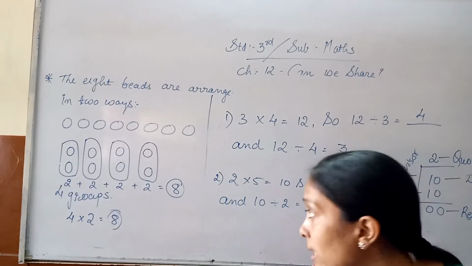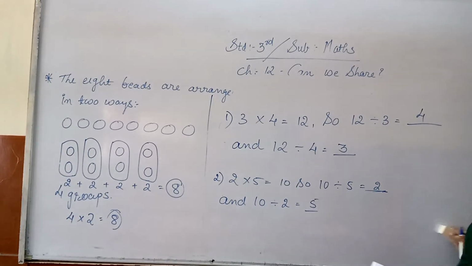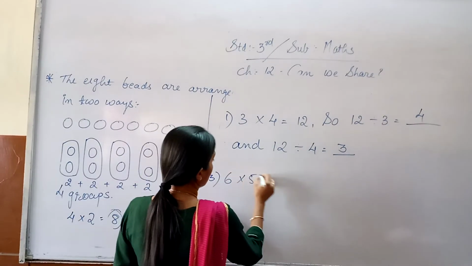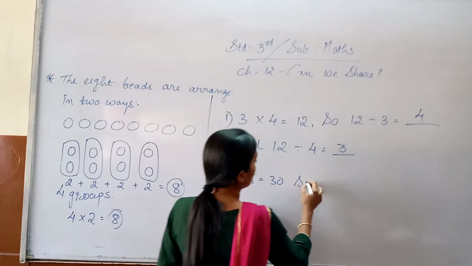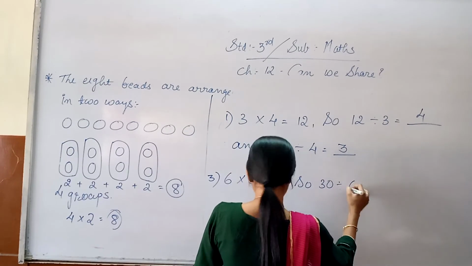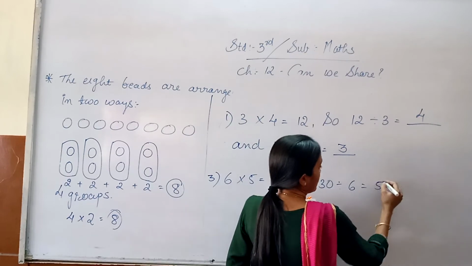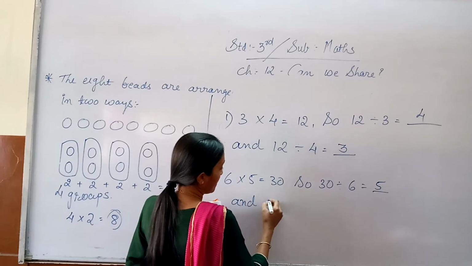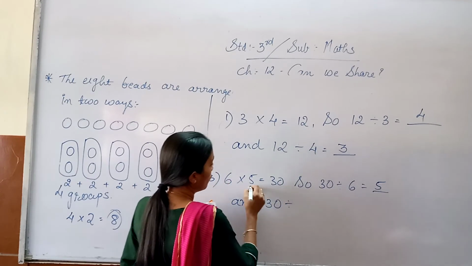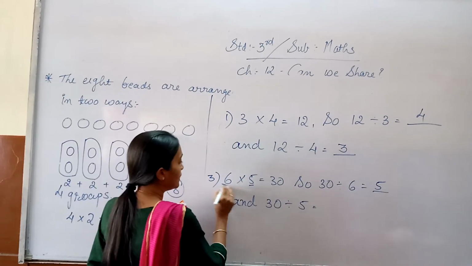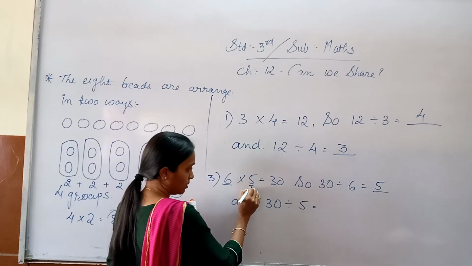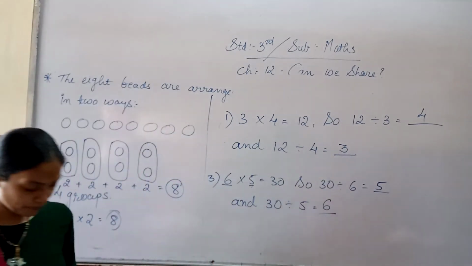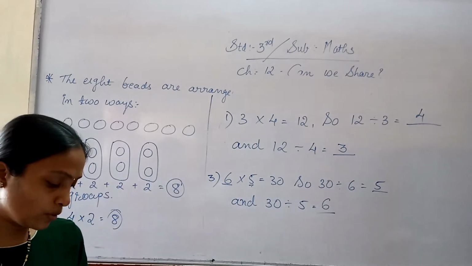Next is 6 5s are 30. Third one. 6 5s are 30. So here 30 divided by 6. So 5 6s are 30. Answer here is 5. And 30 divided by 5. If we divide by this first, this answer will come. When we divide 30 by 5, the answer will be 6. 5 6s are 30. Next, 4 and 5 you have to do on your own.